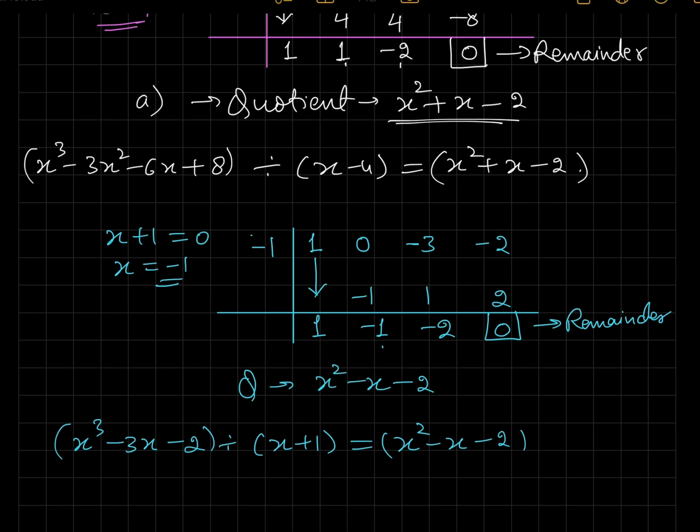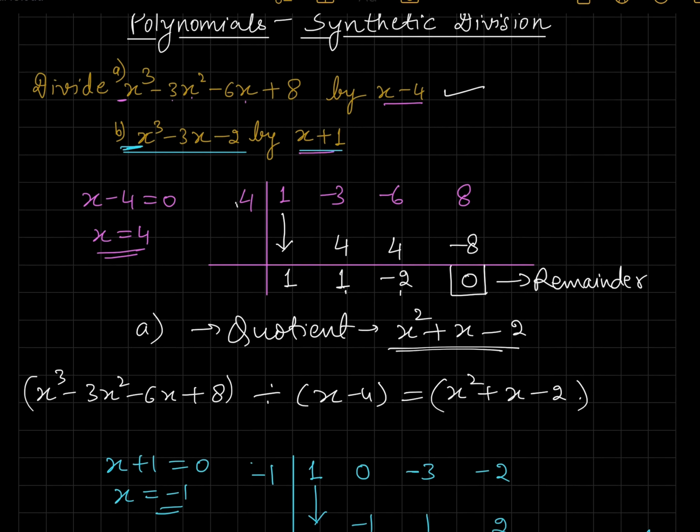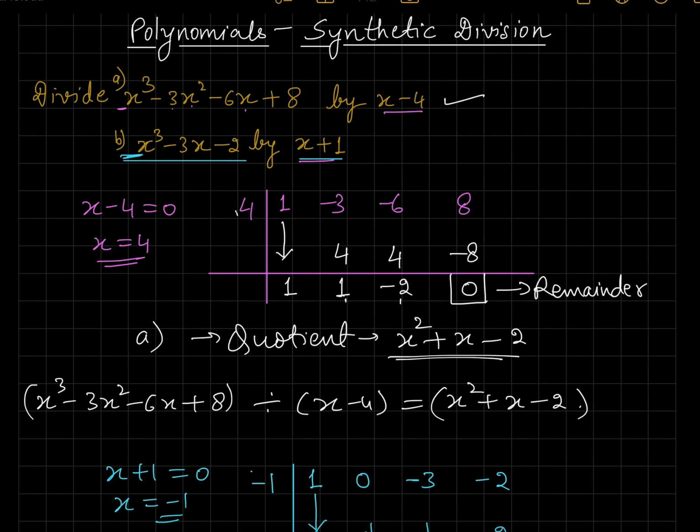Otherwise we would have to write it in the format: dividend is equal to quotient times divisor plus remainder. So this is how we use synthetic division. I hope you understood. See you, keep practicing.